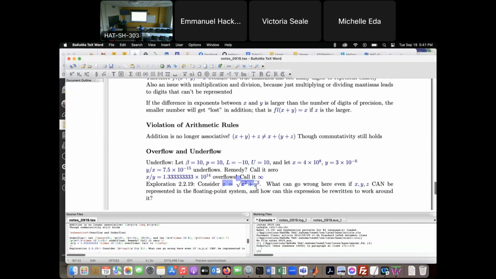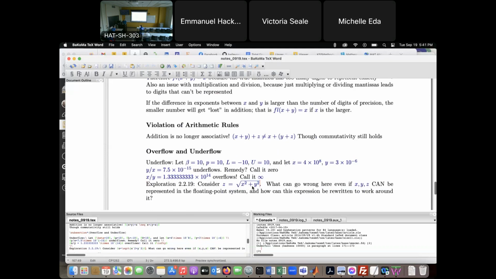You have this expression, z is the square root of x squared plus y squared. And if we assume that x, y, and z, the exact values, can be represented in the floating point system, explain how something can still go wrong, even if x, y, and z are okay. Your inputs and outputs are legitimate, but some serious issue with floating point arithmetic can go wrong in computing this expression.